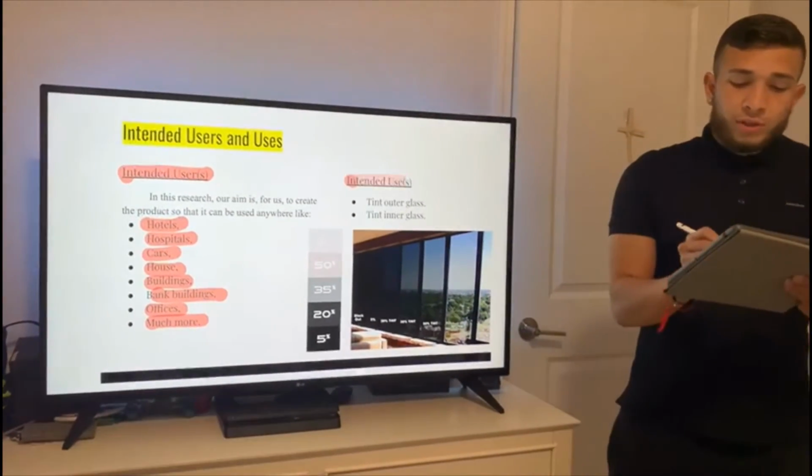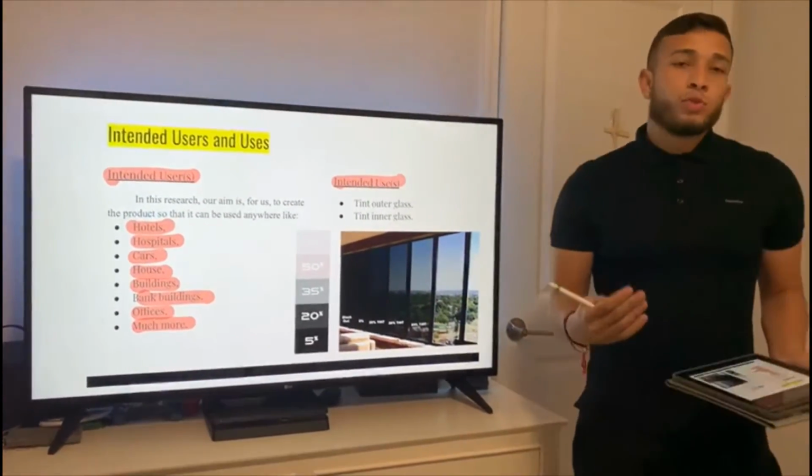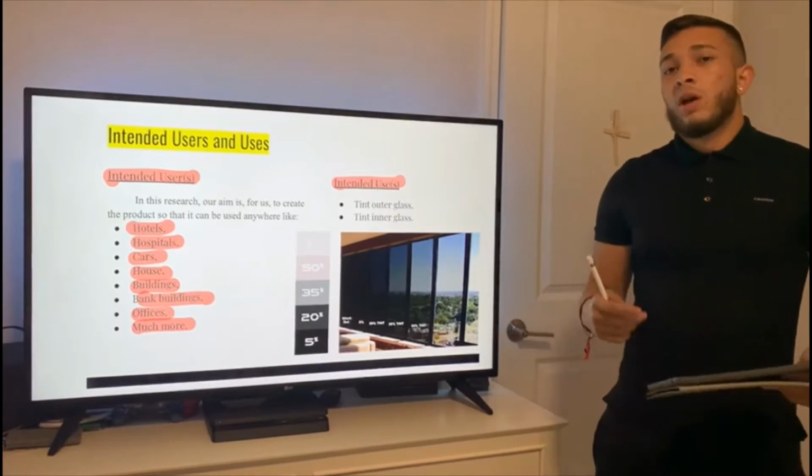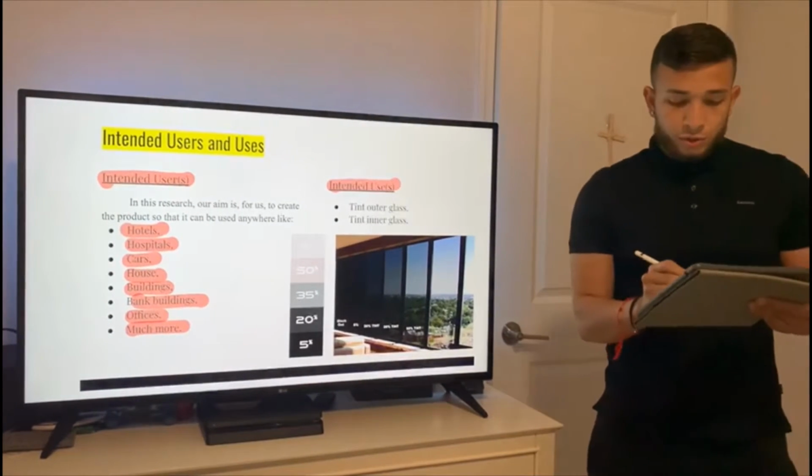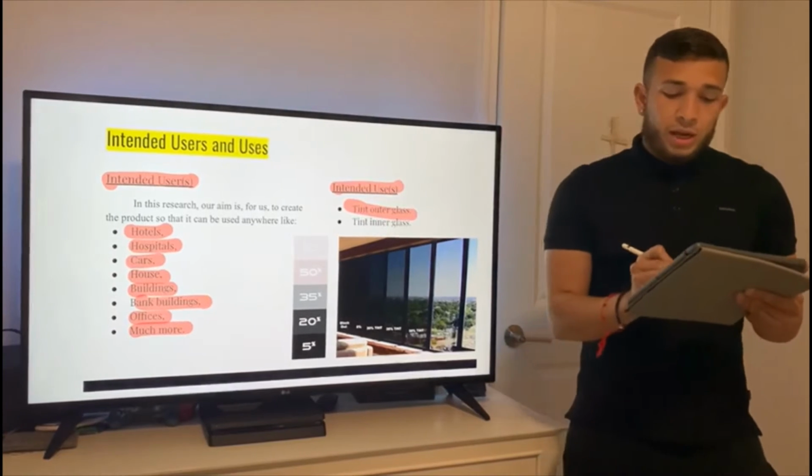Now, when we talk about the intended use, we have two different ones at the moment, which is the intended outer glass windows, and we also have the intended inner glass window.